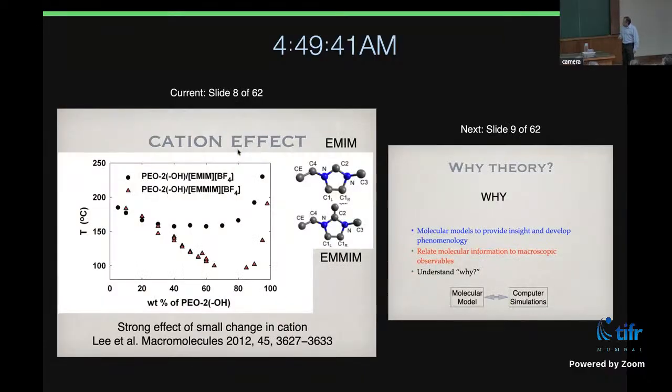Okay, so also by putting in just one little CH3 group on here, the phase boundary changed dramatically, okay? And so I thought this was really an interesting thing to try and look at.